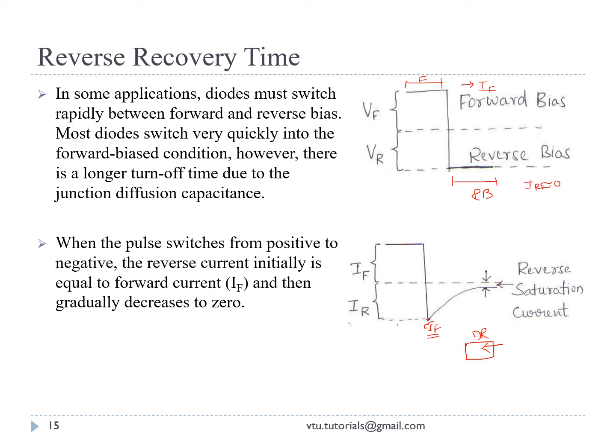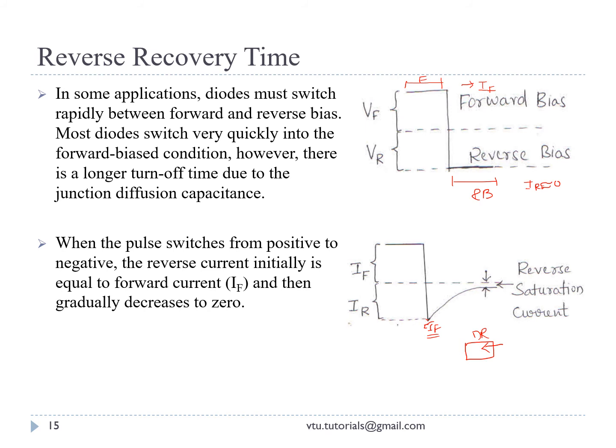When the pulse switches from positive to negative, the reverse current is initially equal to the forward biased current IF and then gradually decreases to 0. This is the property of the capacitor. The slow discharge of current is the property of the capacitor, so that is represented in the AC equivalent.